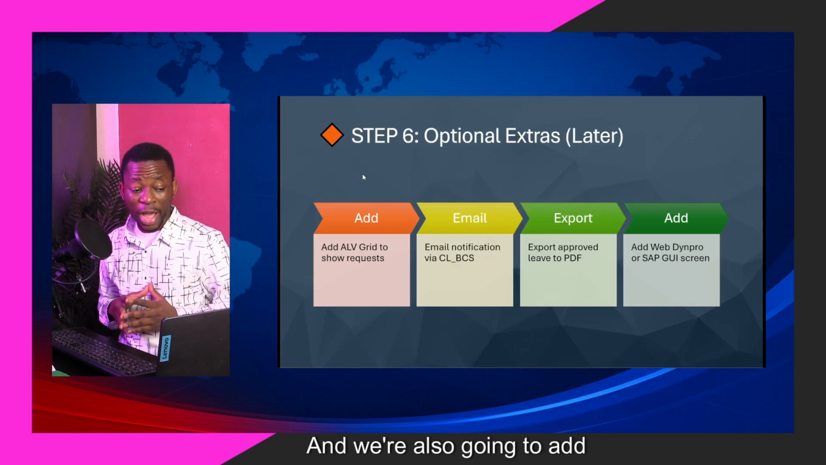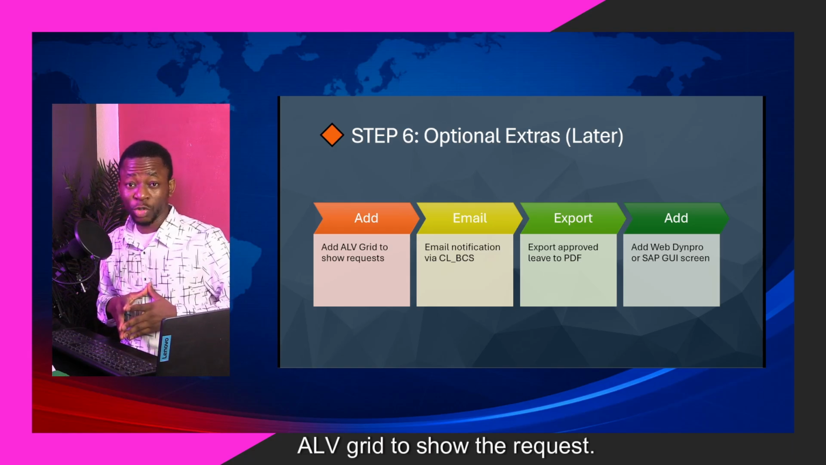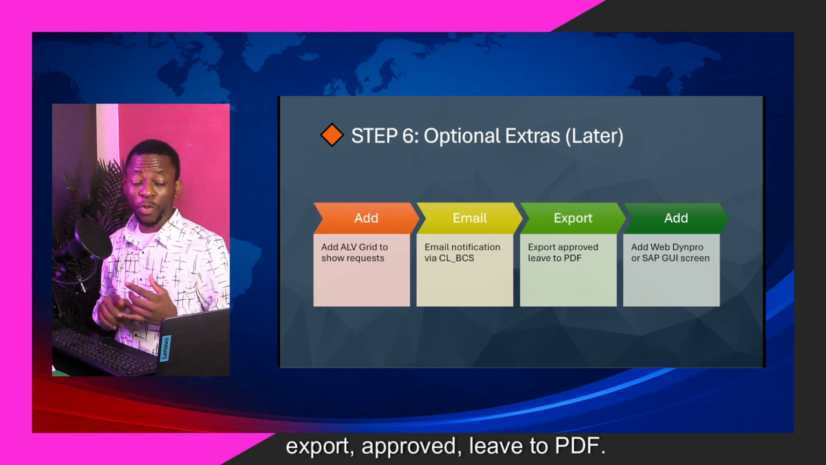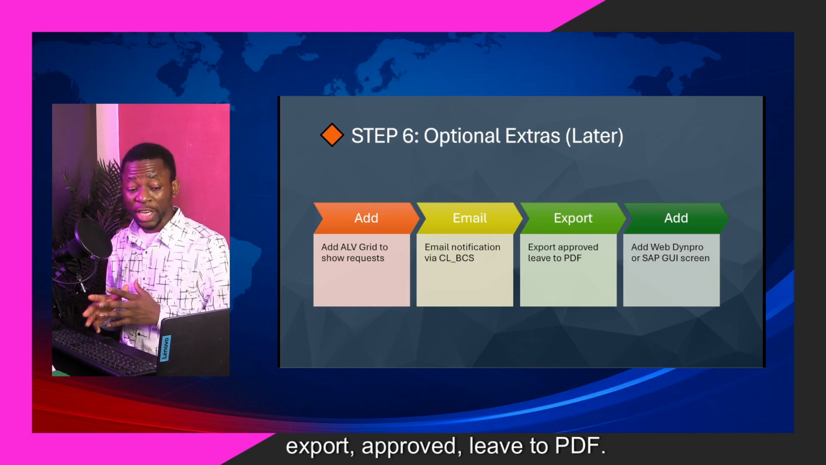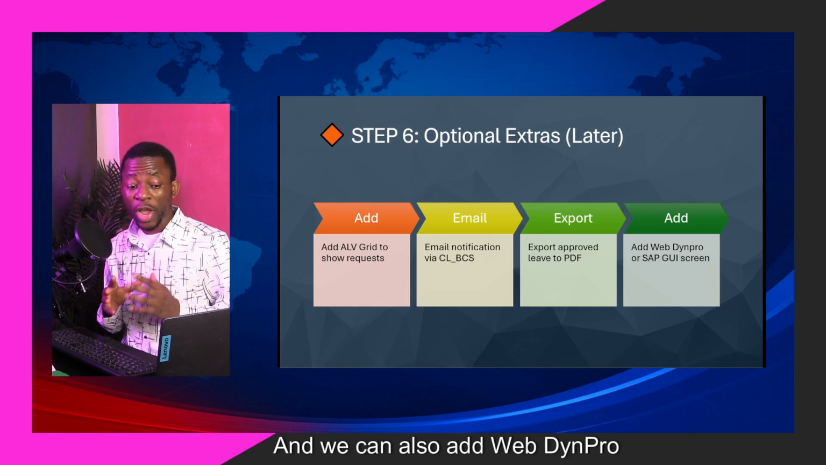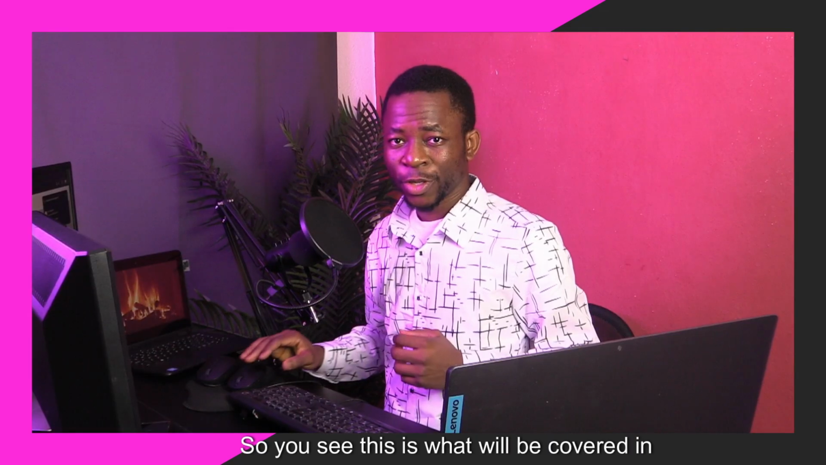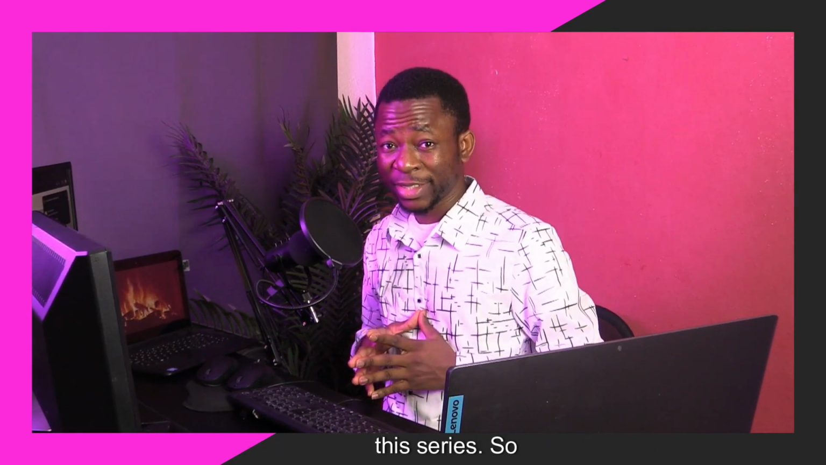And we're also going to add an ALV grid to show the requests. Email notification can also be added, export approved leave to PDF, and we can also add Web Dynpro or the SAP GUI screen. So you see, this is what will be covered in this series.